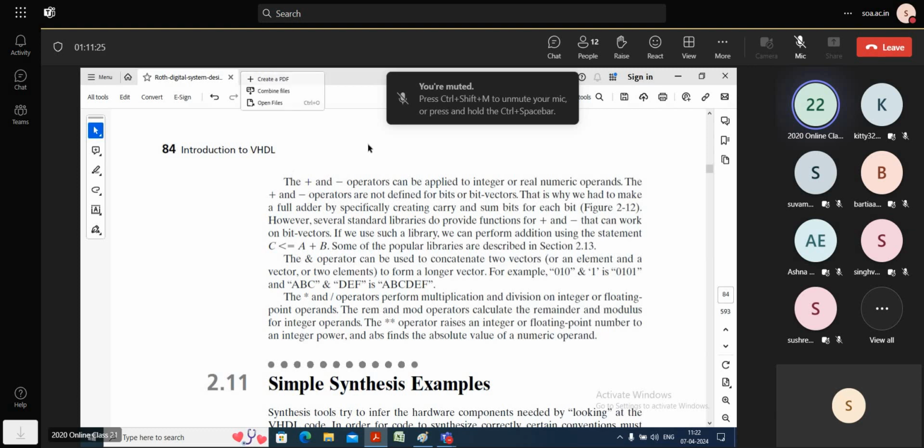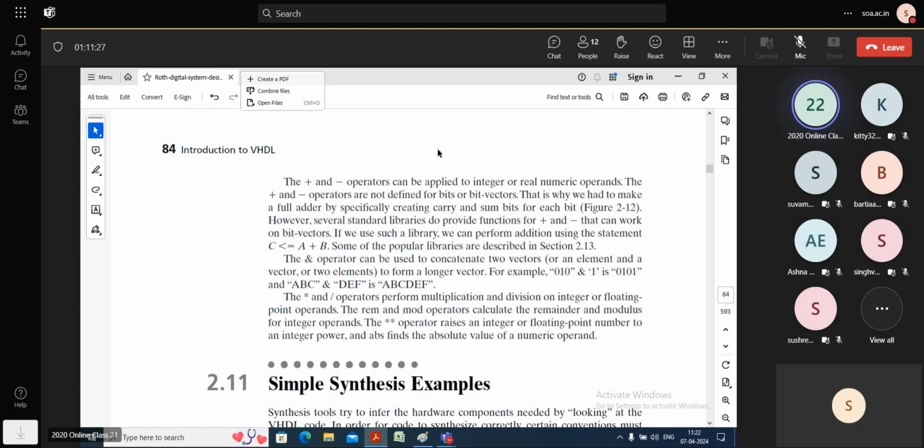Now these plus and minus operators, as you know, can be applied to integer or real numeric operands. Addition or subtraction operators are not defined for bits or bit vectors. So for that purpose, we are using the full adder. And the ampersand or concatenation operator can be used to concatenate two vectors.